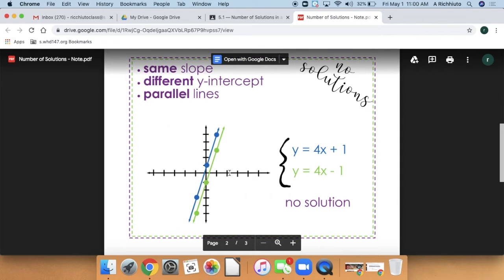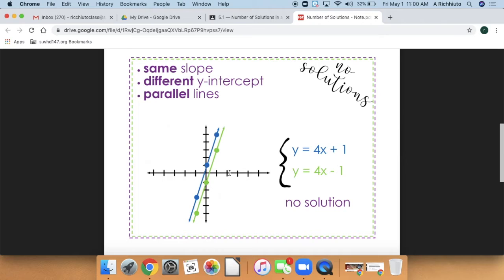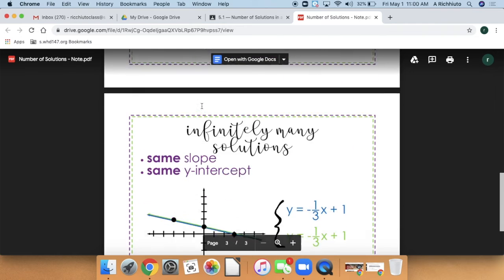These lines never touch. Remember, those solutions to these systems of equations are points that fall on both of these lines. If these lines never touch or never intersect, then there are no points that are on both of those lines. Therefore, there is no solution to this system of equations.